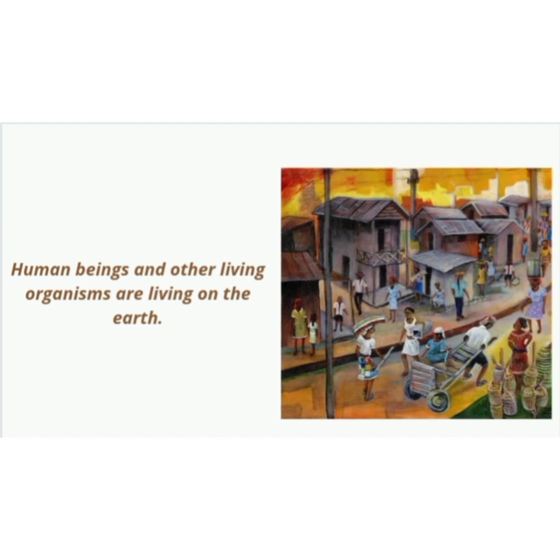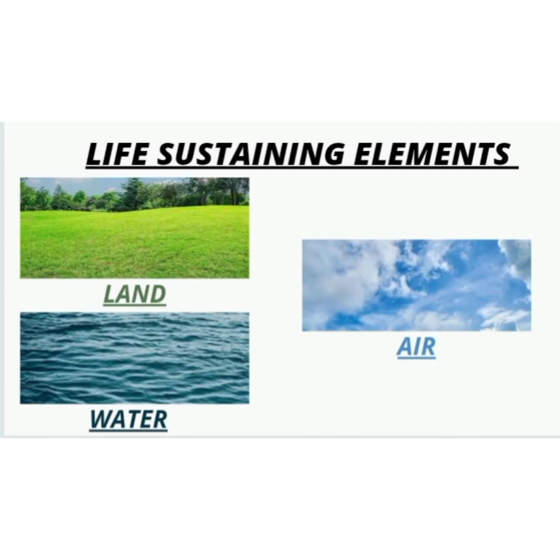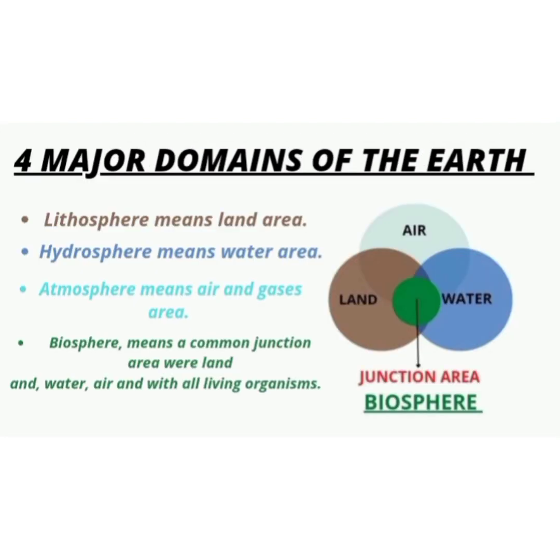Human beings and other living organisms are living on the earth. Why? Because the life-sustaining elements like land, water and air are present on the earth, and these components are known as major domain of the earth. Here the word domain denotes an area of earth. That means we will study about the area of an earth, which is divided into 4 major domains.